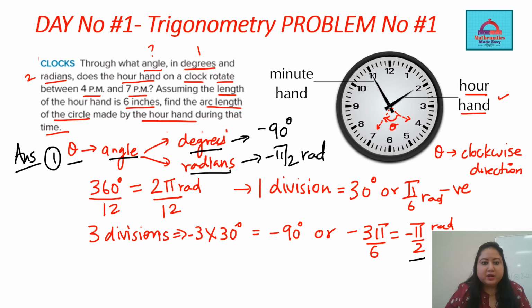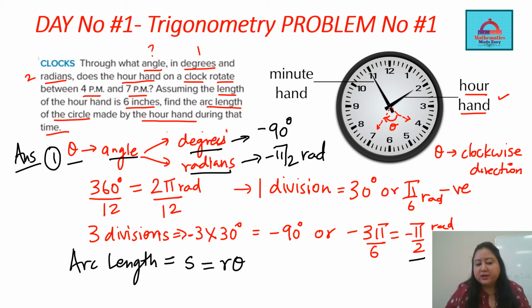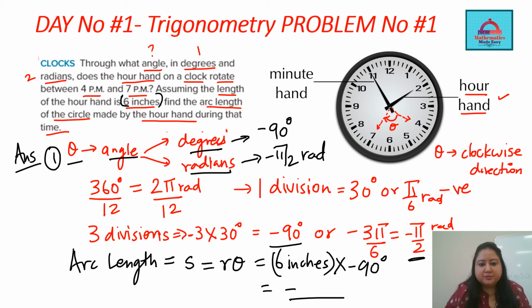Now we move on to the second part, where we need to find the arc length. Arc length is represented in trigonometry with a small s. What is the formula? s equals r times theta. r is my radius, theta is my angle. The radius here represents the length of the hour hand. How much is it given in the problem? 6 inches. So we plug in 6 inches in place of r, and for theta we can put the angle. We've got the angle in degrees and in radians, so you can use any one of them.